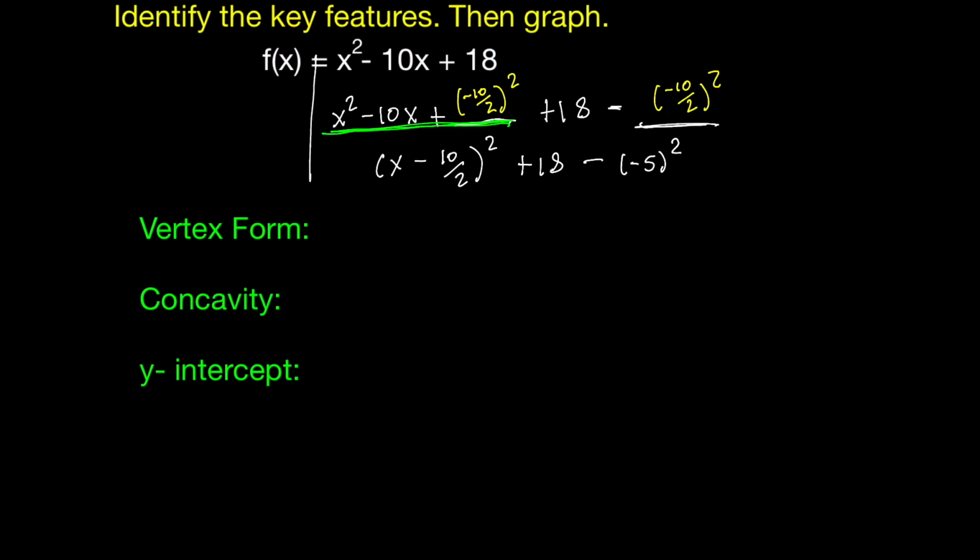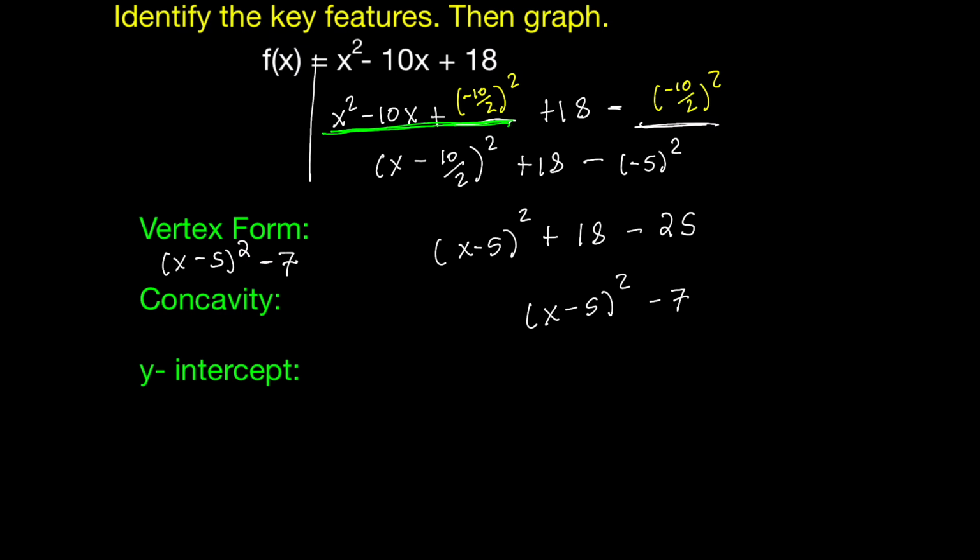Quantity squared. Let's simplify this a little bit. So here we get x minus 5, again, 10 divided by 2 is 5, raised to the second power, 18. And then negative 5 to the second power. That's going to give me a positive 25. To completely finish the problem, now we got to combine the 18 with the negative 25, which is going to give me a negative 7. And that is going to be the vertex form. x minus 5, quantity squared, minus 7.